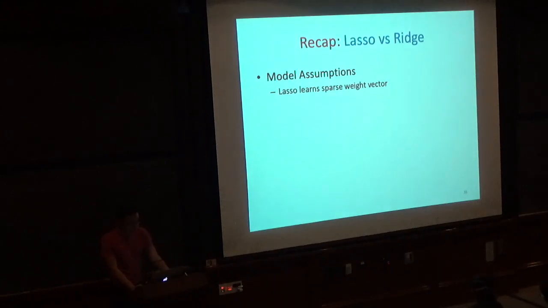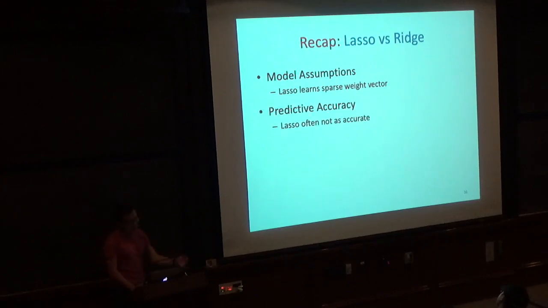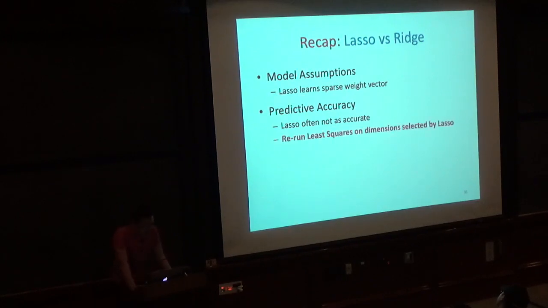Okay, so just to recap, Lasso versus Ridge. Lasso learns a sparse vector. In terms of predictive accuracy, Lasso is often less accurate than Ridge regression. So what people often do is they run Lasso, L1 regularization, to identify which W's are non-zero, and then they throw away the L1 penalty and only look at these dimensions, and then rerun least squares. So it's a two-step learning problem.